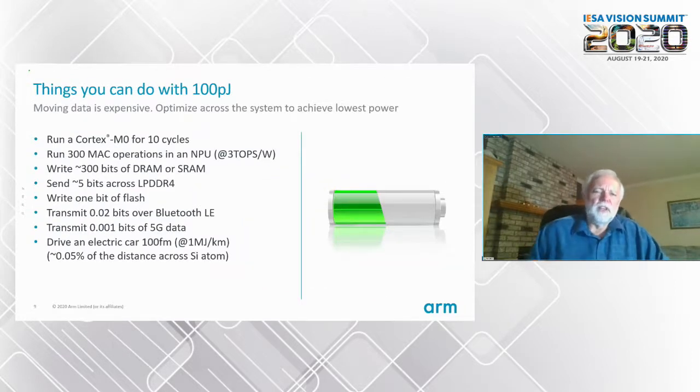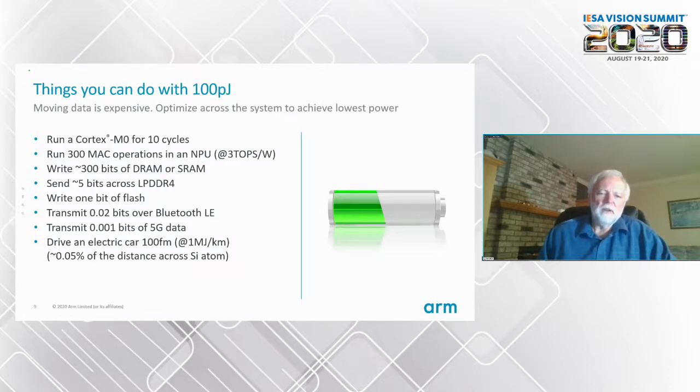Another thing to think about is energy. And again, the previous talk talked about this a little bit. If I have 100 picojoules of energy, I could run a microcontroller for 10 cycles. Or I could do 300 MAC operations in a machine learning accelerator. I could write some memory, about 300 bits of DRAM or SRAM. I could send 5 bits across an LPDDR4 interface, write a bit of flash.